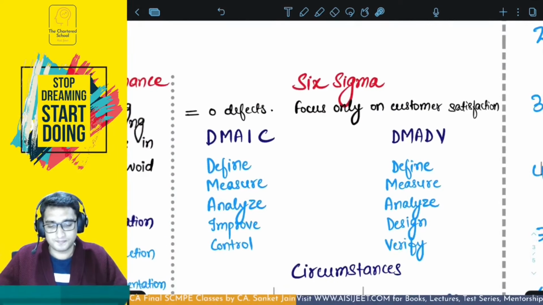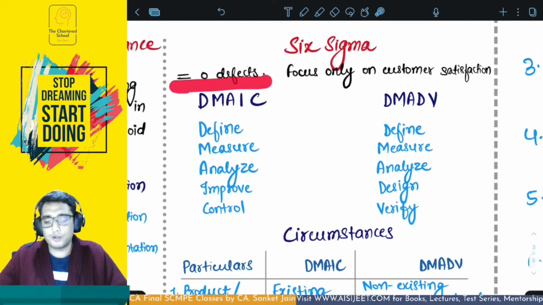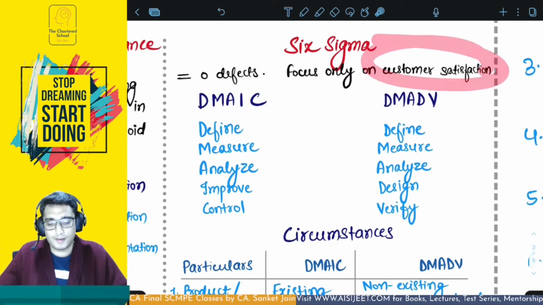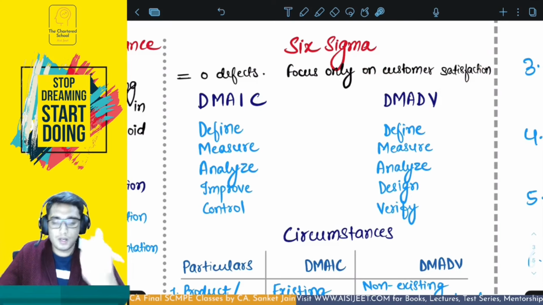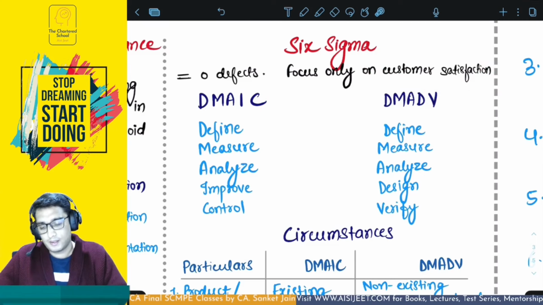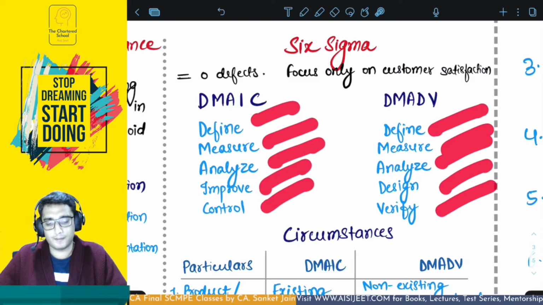Our next topic is Six Sigma. Six Sigma basically tells you that you need to practically achieve zero defects. It is only focusing on customer satisfaction. There are two models under Six Sigma. One is DMAIC, second is DMADV. The DMAIC is define, measure, analyze, improve, control. DMADV is define, measure, analyze, design, verify.